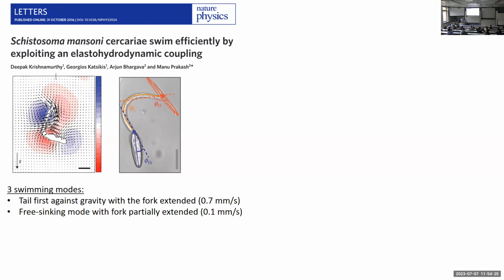They were trying to replicate the movements of these parasites. What they found is that Cercariae have 3 swimming modes. The first is tail first against gravity with the fork extended. When they go up, it's around 0.7 millimeters per second. Then there is the free sinking mode with the fork partially extended, at around 0.1 millimeter per second. And there is a body first mode, which is when they seek the host.